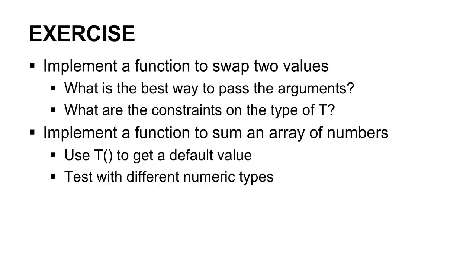As an exercise to test out what you've learnt, try implementing a function to swap two values. What will be the best way to pass the arguments, and what are the constraints on the type parameter? Then implement a function to find the sum of an array of numbers. If your type parameter is T, you can use T with empty parentheses, and this will get you a default value for that type. Try testing it with different numeric types to see that it works.